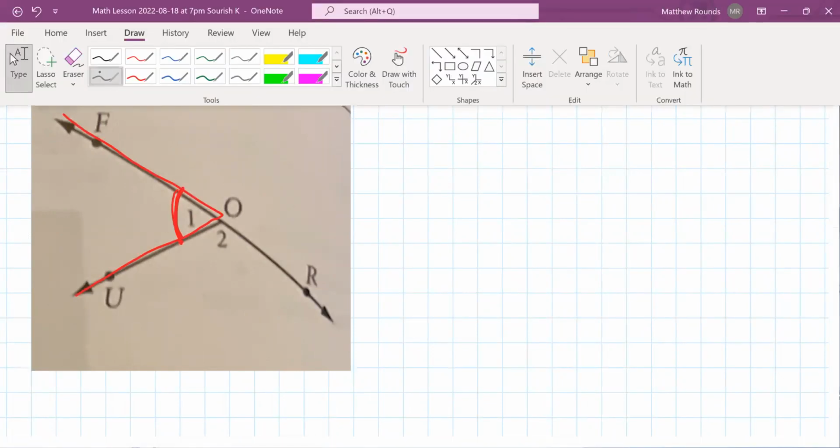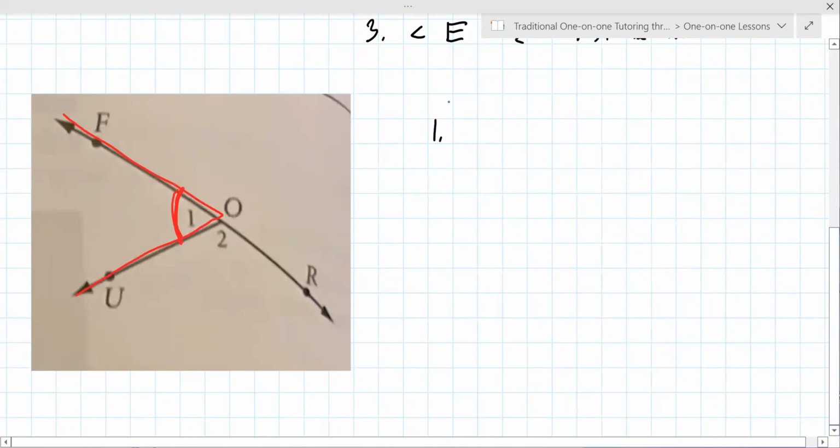The first way is to use three letters. You have to use this angle symbol, and then you use three letters, F, O, and U. O has to be in the middle because it's the vertex.